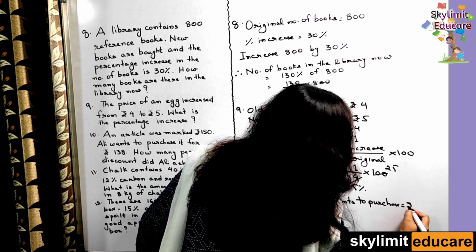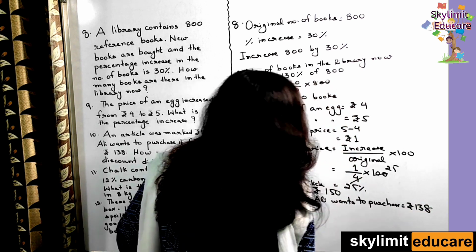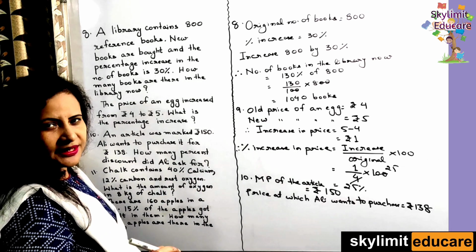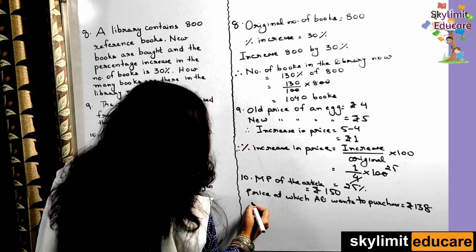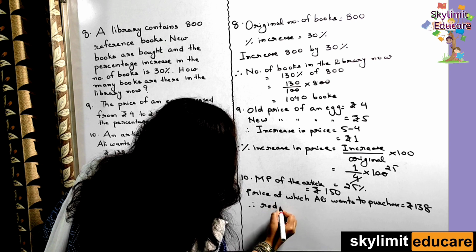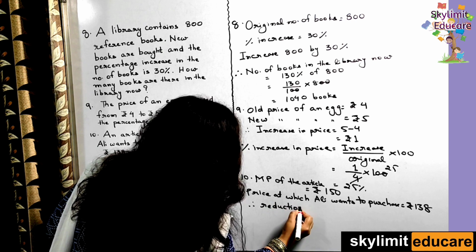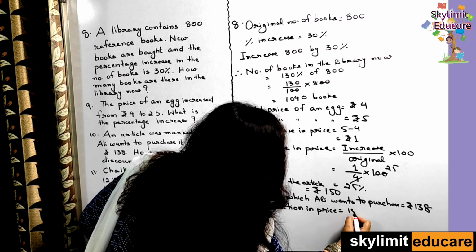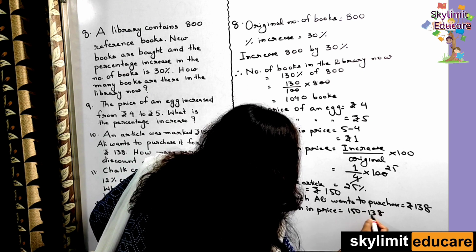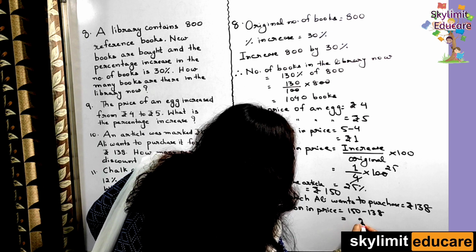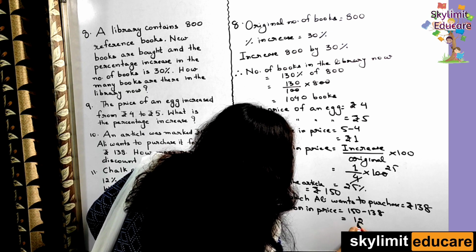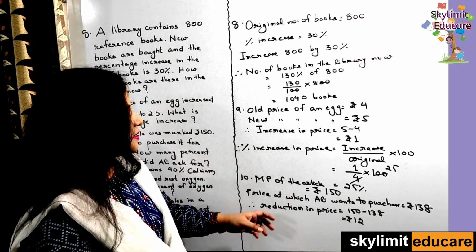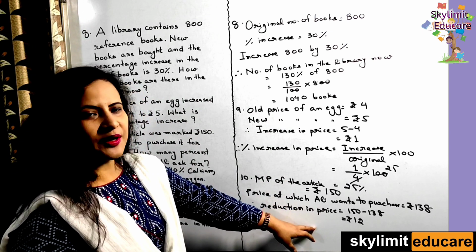Is rupees 138. So that means Ali wants a reduction in price from 150 to 138. So therefore the reduction in price, or decrease in price, is 150 minus 138. So they're getting here rupees 12, right? So he wants the shopkeeper to reduce the price by rupees 12.